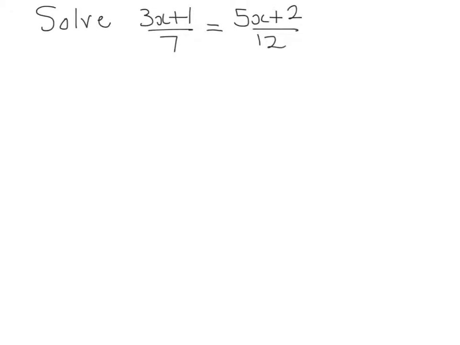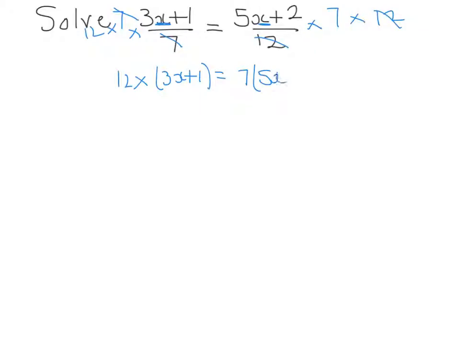Here's another linear equation. Now it's got two fractions, one equaling the other one, and what we need to do is solve for x. Now what I'll do here is I'll cross multiply to get rid of the 7 on the bottom, so I'll multiply by 7 here, and multiply by 7 here, and I'll also multiply by 12 there and 12 here. Now the 7s will cancel out and the 12s will cancel out, so that'll leave me with 12 times 3x plus 1 and 7 times 5x plus 2.